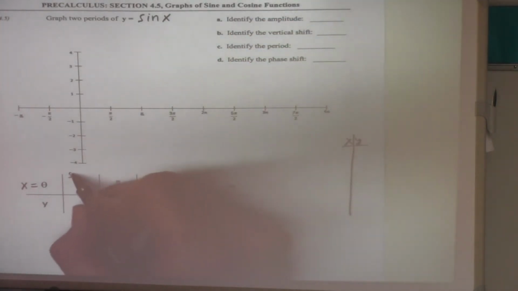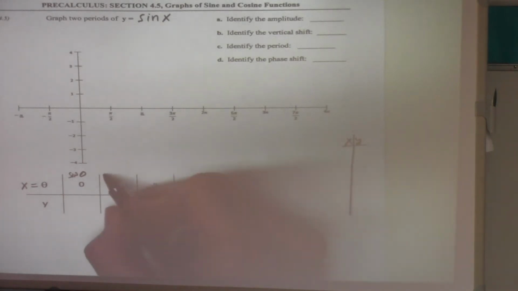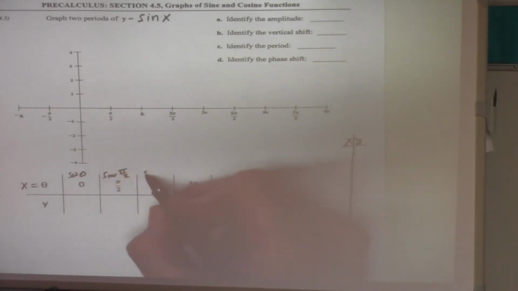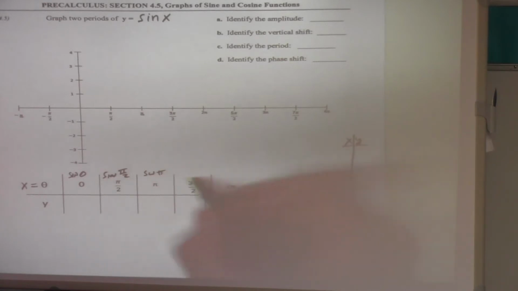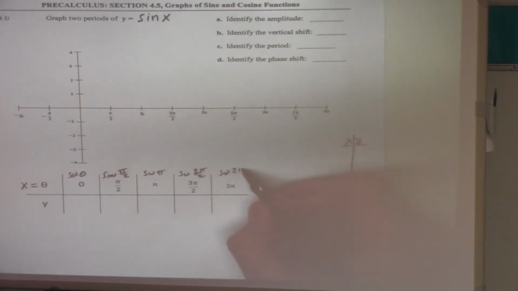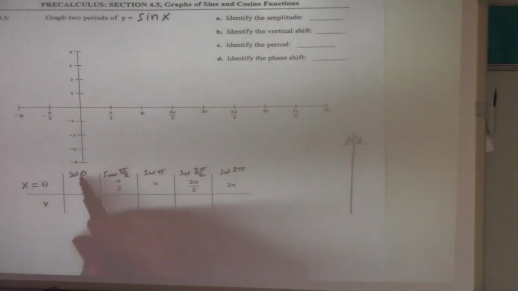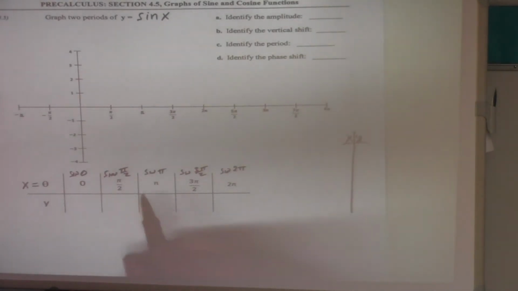So this one would be sine of 0. This one will be the sine of pi over 2. And this one will be the sine of pi. And that'll be the sine of 3 pi over 2. And you get the idea. We will put each of these in here. And now you need to know what the sine of 0 is, and the sine of pi over 2, and the sine of pi.